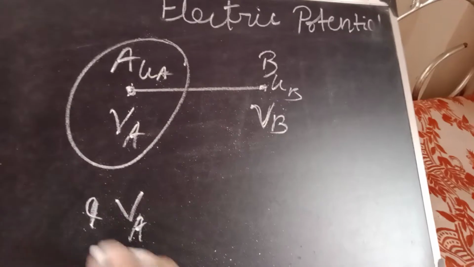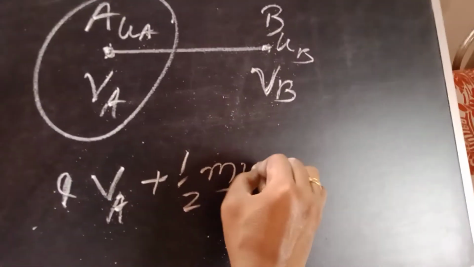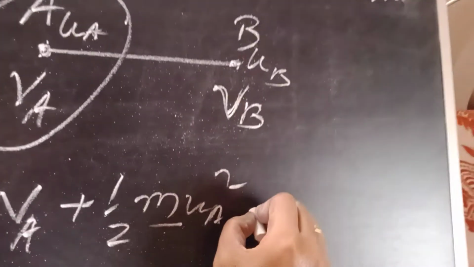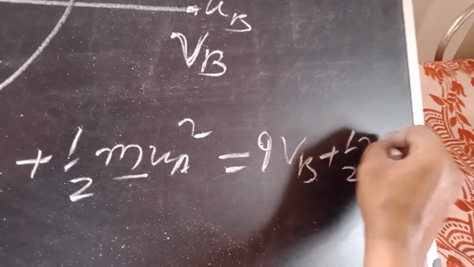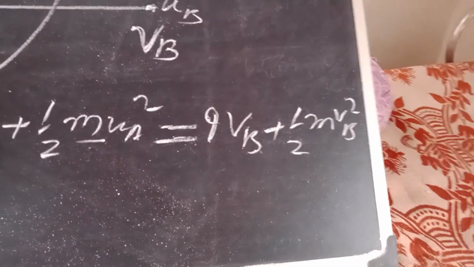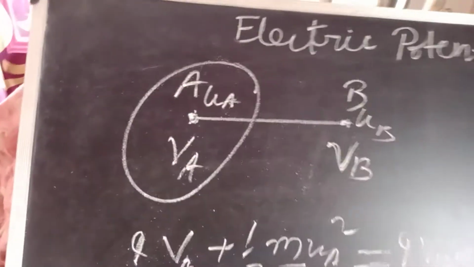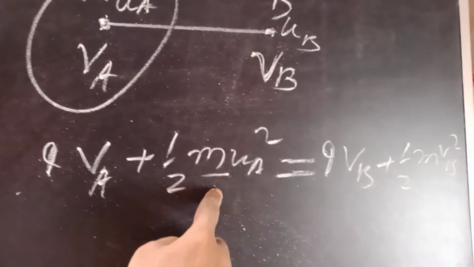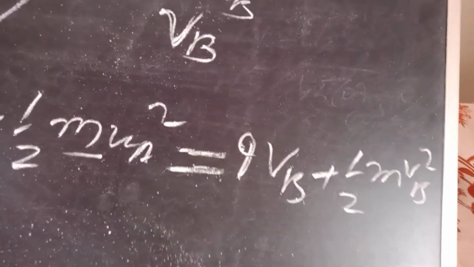QVA, if the charge is Q, so QVA plus half m UA square, where m is the mass of the charge. And the total energy at that point B will be QVB plus half m UB square. We take them equal from the conservation of energy. So the energy at point A is QVA plus half m UA square, and the energy at point B is QVB plus half m UB square.